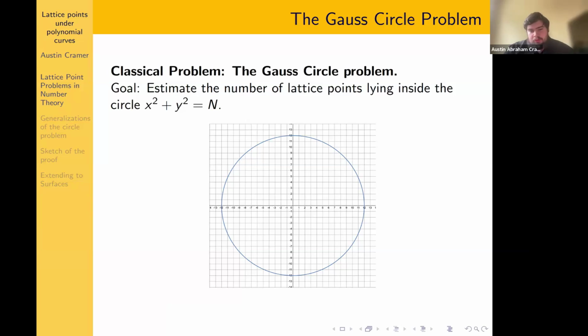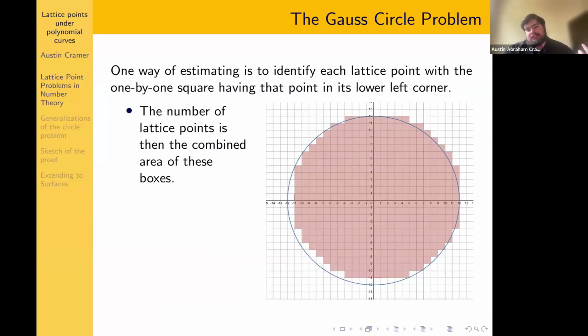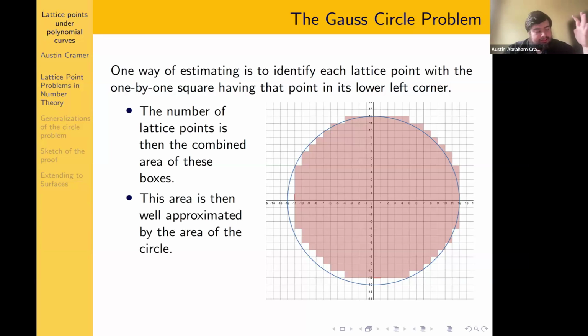One way of approaching this, at least for an elementary estimate, is for each lattice point inside the circle, you identify it with a little 1 by 1 box having that lattice point at its lower left corner. Each box has area 1, so each lattice point counts as one square of area, and so the total number of lattice points is just the combined area of all these boxes. We can see the area of all these boxes together overlaps largely with our circle, so we can approximate our total number of lattice points by looking at the area of a circle.